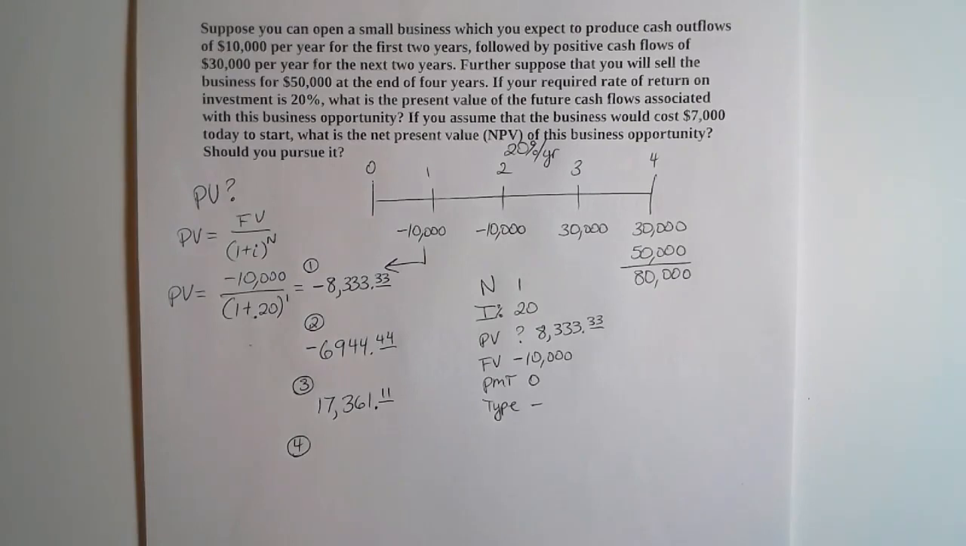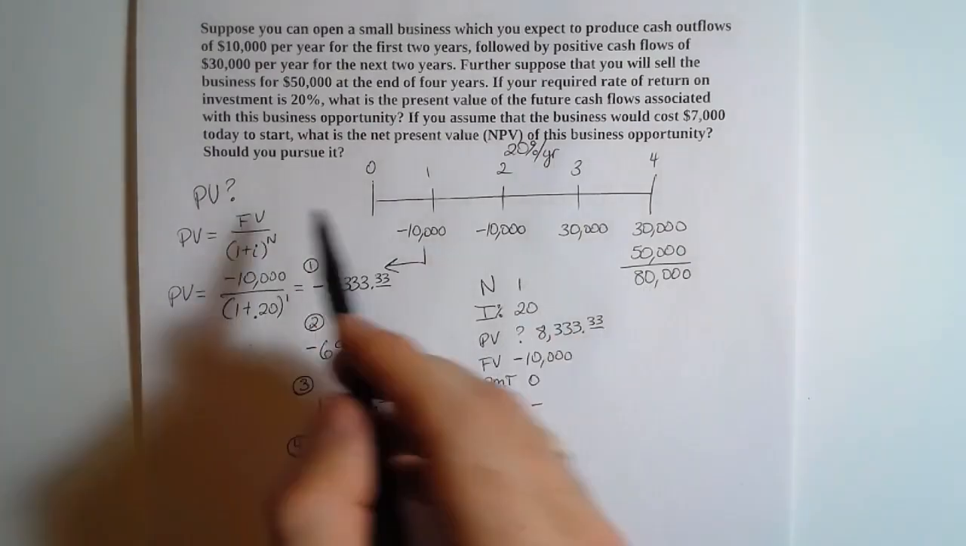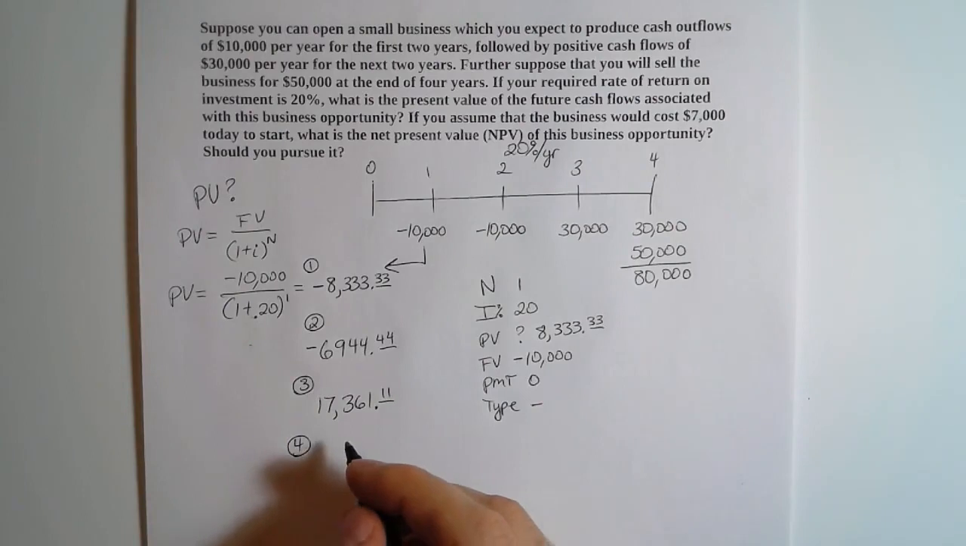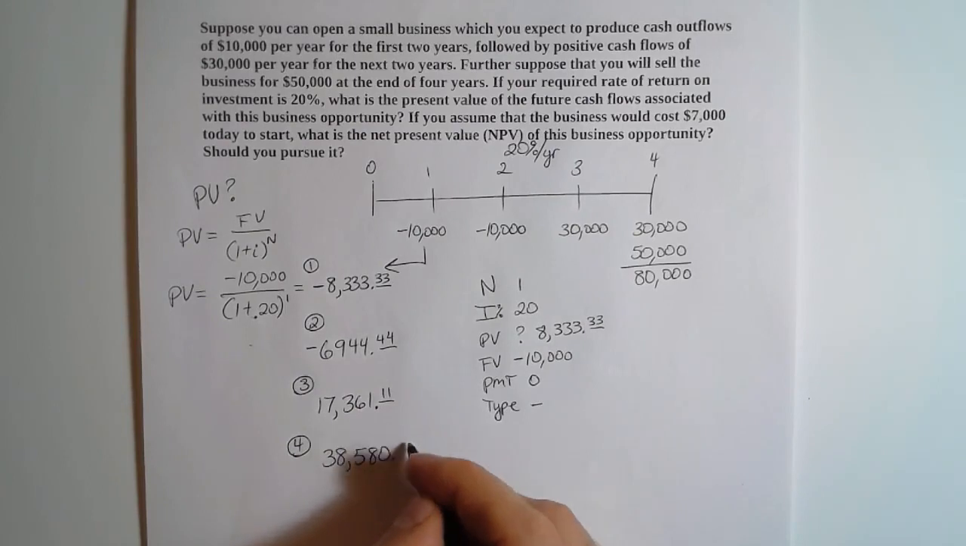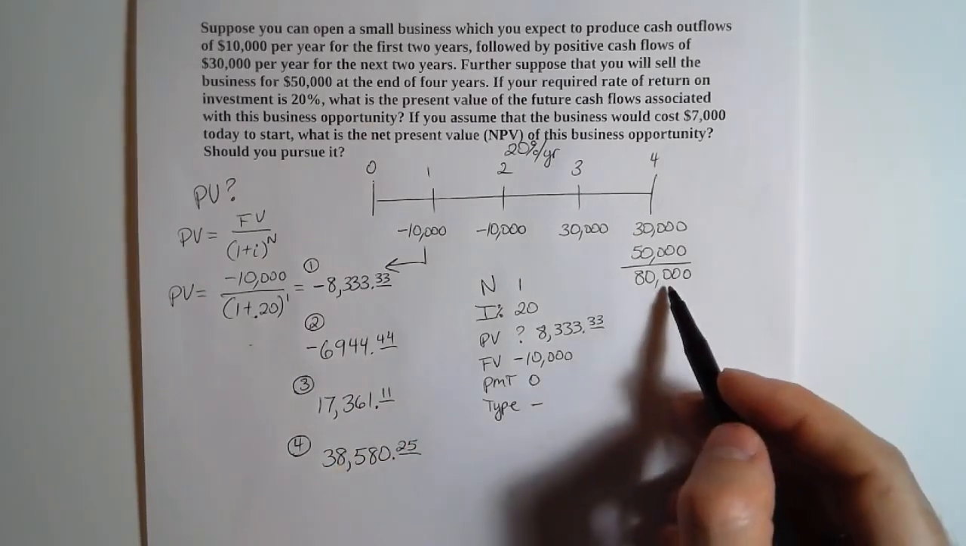Okay, so if you paused the video and worked that out, what you should have gotten was a number which, once again, your calculator tried to tell you was negative. But again, if I have a positive future value, then I should get a positive present value. So in this case, what we have here is a positive $38,580.25. So that is the present value of this $80,000.